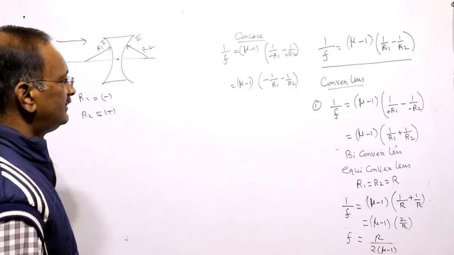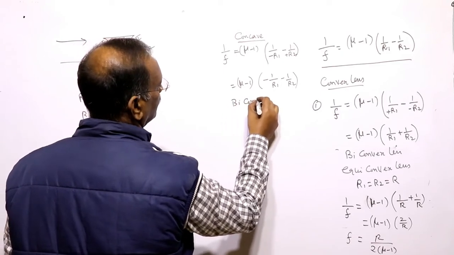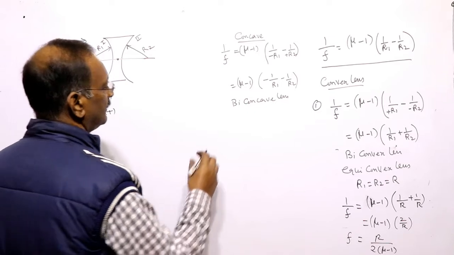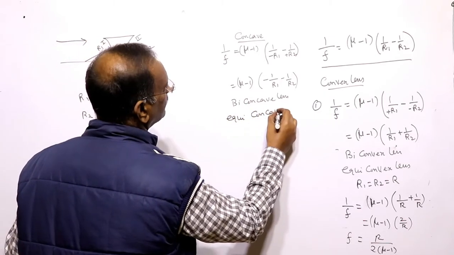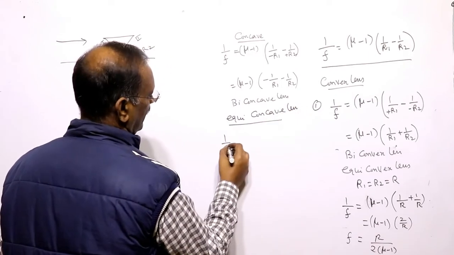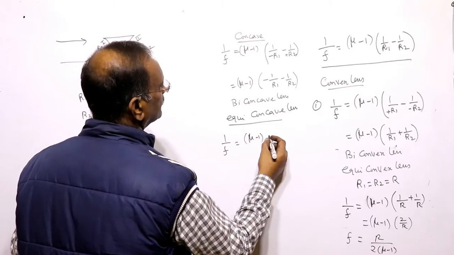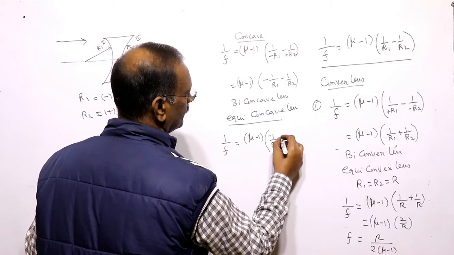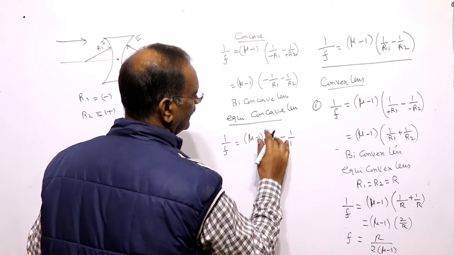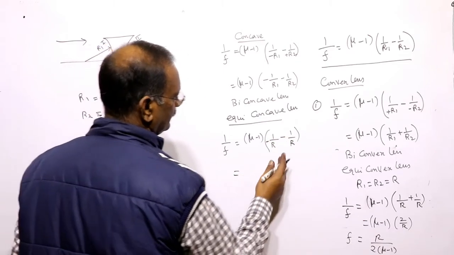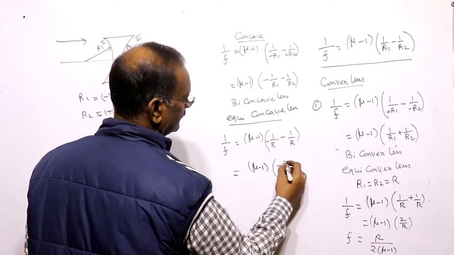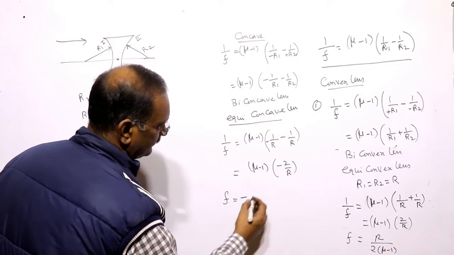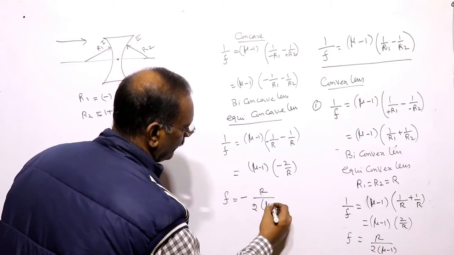This is for a biconcave lens. For an equiconcave lens, R1 is equal to R2. Therefore, for an equiconcave lens, 1 by f is equal to (mu minus 1) into (1 by minus R minus 1 by R), replacing R1 and R2 by R. It's equal to (mu minus 1) into minus 2 by R, and the focal length is equal to minus R by 2 into (mu minus 1).